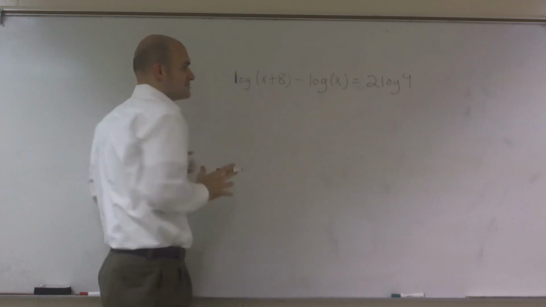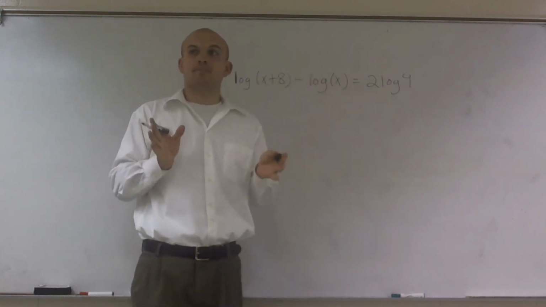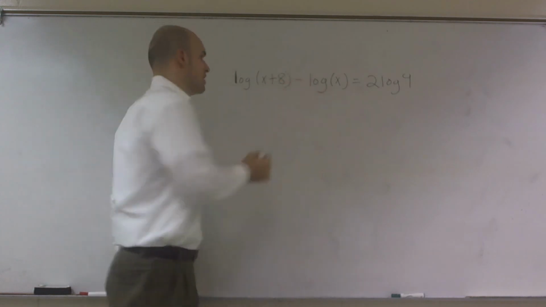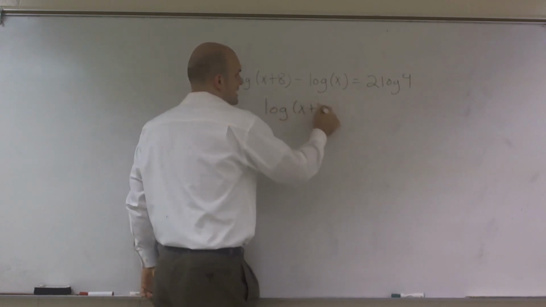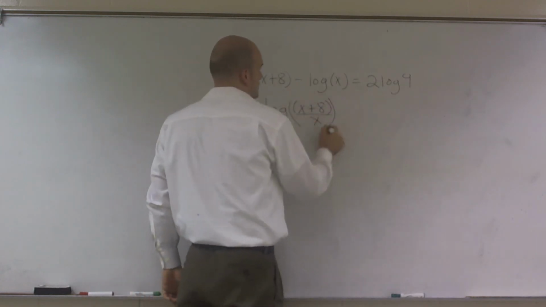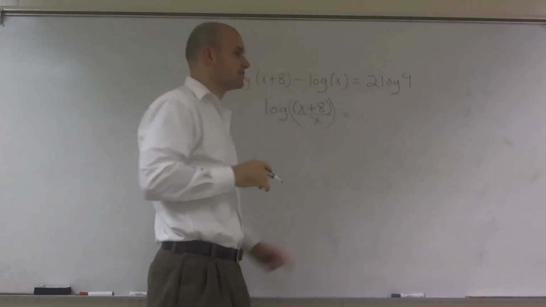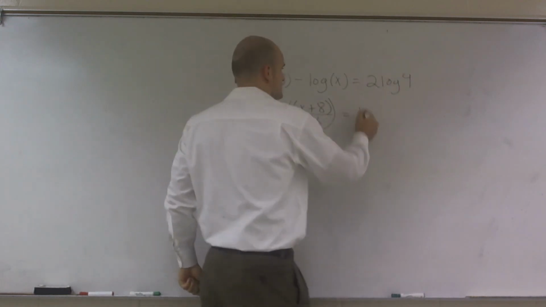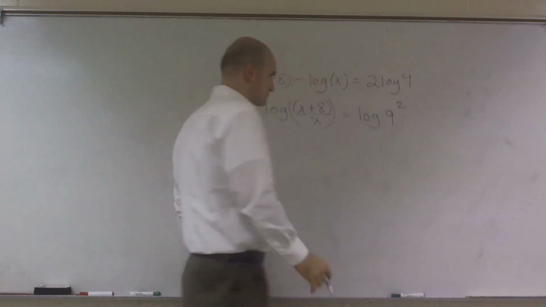I can condense these. Remember, whenever you have a log subtracting another log, you can condense them by division and using 1 log. So this can be reduced down to log of x plus 8 divided by x equals, and this could be 2 log of 9, but also remember, whenever you have a number in front, you can rewrite that as your exponent. So I have log of 9 squared.